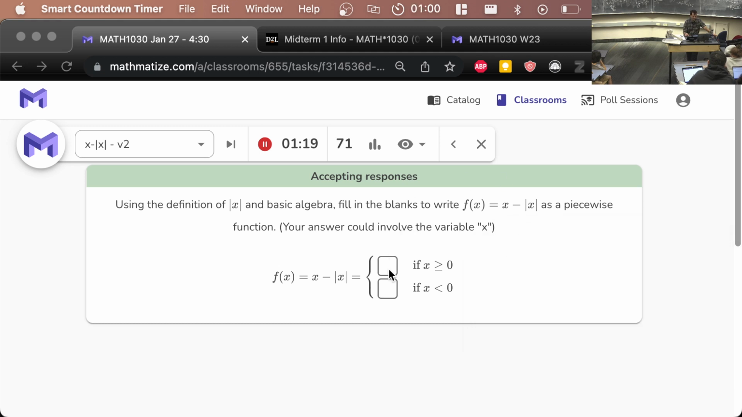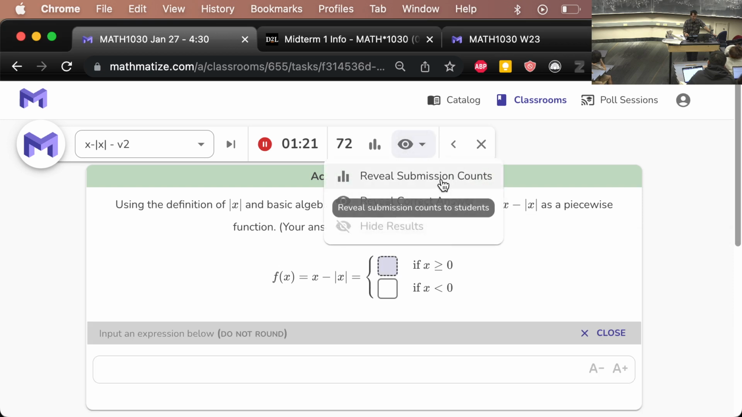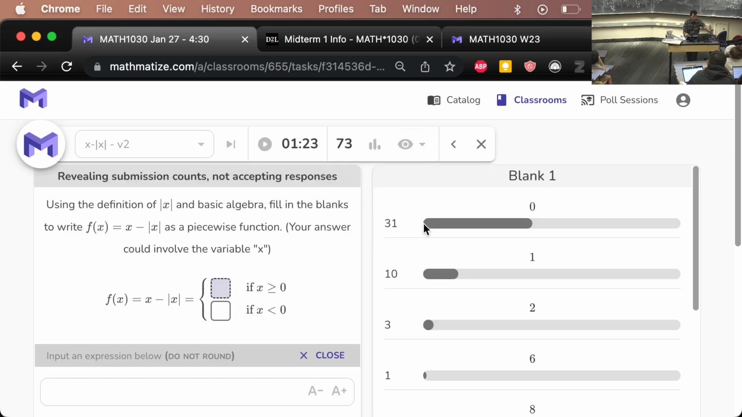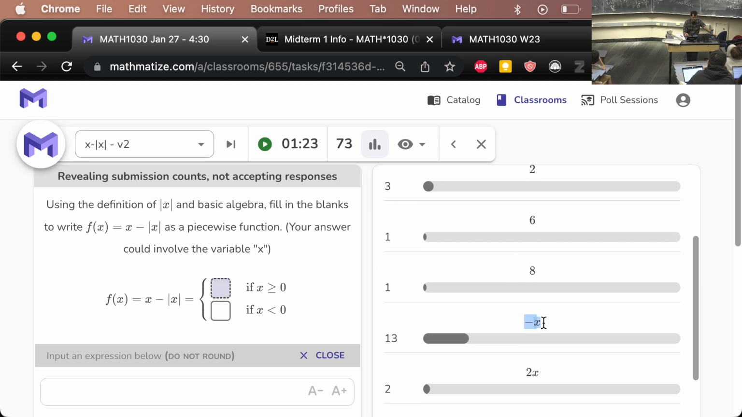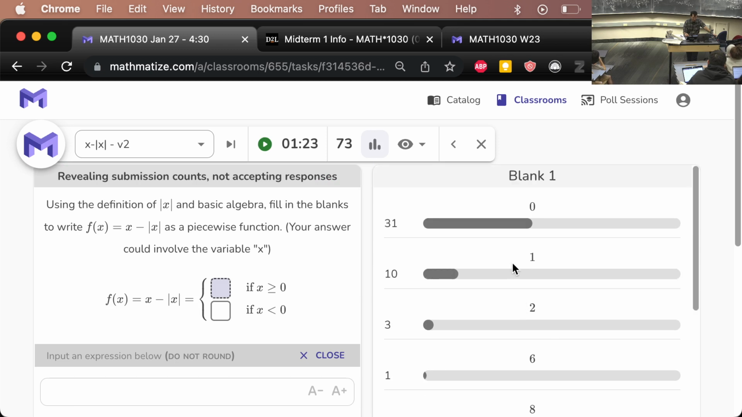All right, let's take a look. What did people say this time? Is there a majority on one answer? Okay, we're up to 31 people in 0. 10 people think it's 1. Minus x is also popular here. 2x is a possibility. That's for the first blank. But 0 has under half the people, but is the most popular.